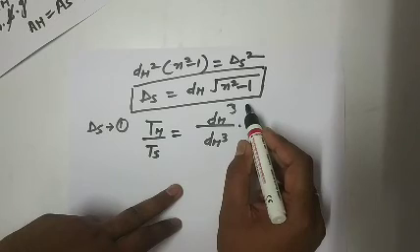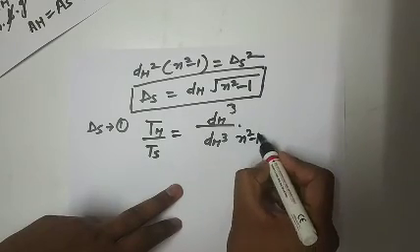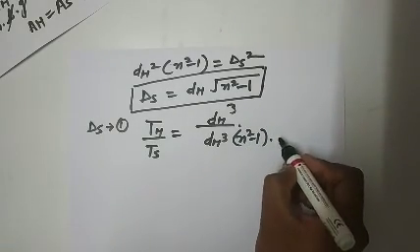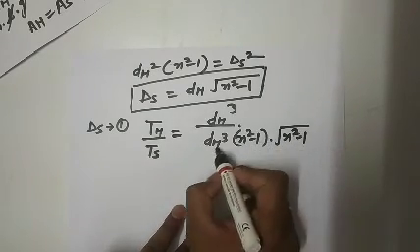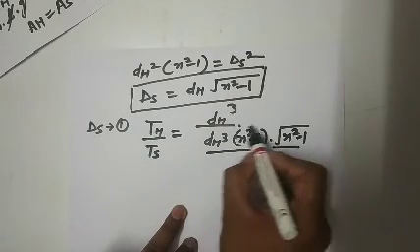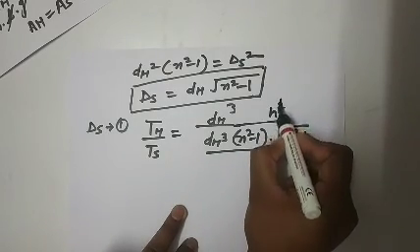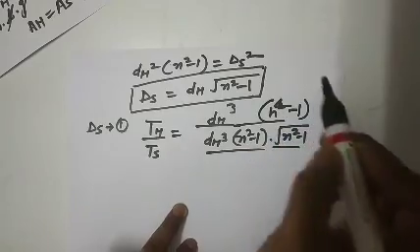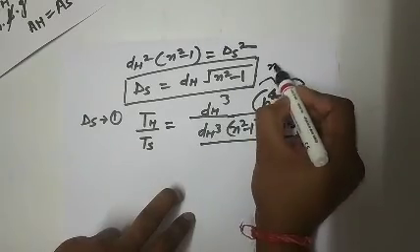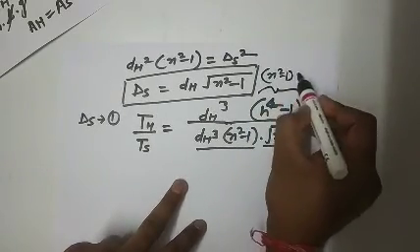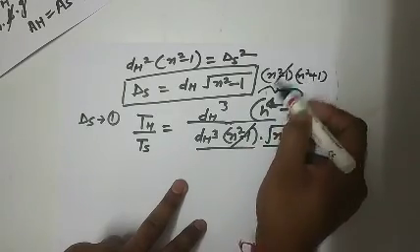Then this n square minus 1 will be out, and here will be the root n square minus 1. This is the value of ds, right? And here it remains n to the power 4 minus 1. Clear? Now it can be opened. This will be n square minus 1 and n square plus 1. So this term and this term will be cancelled out.